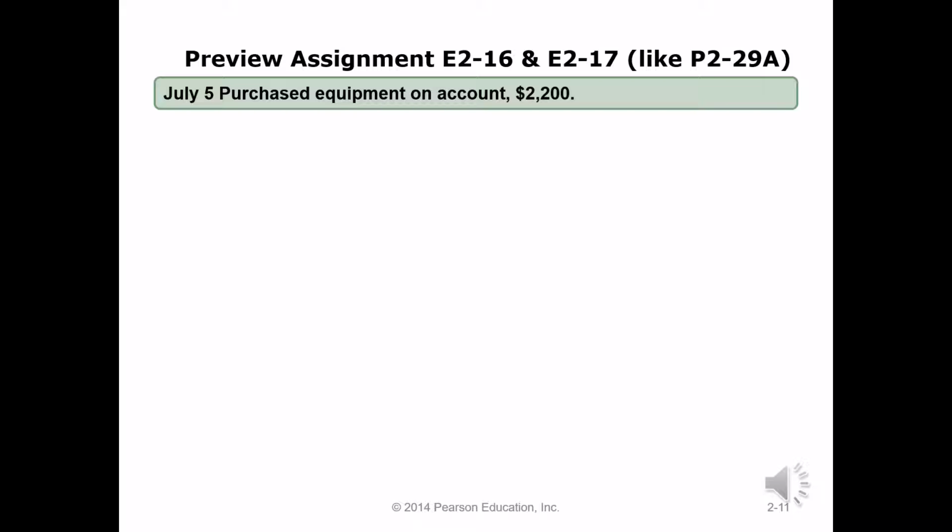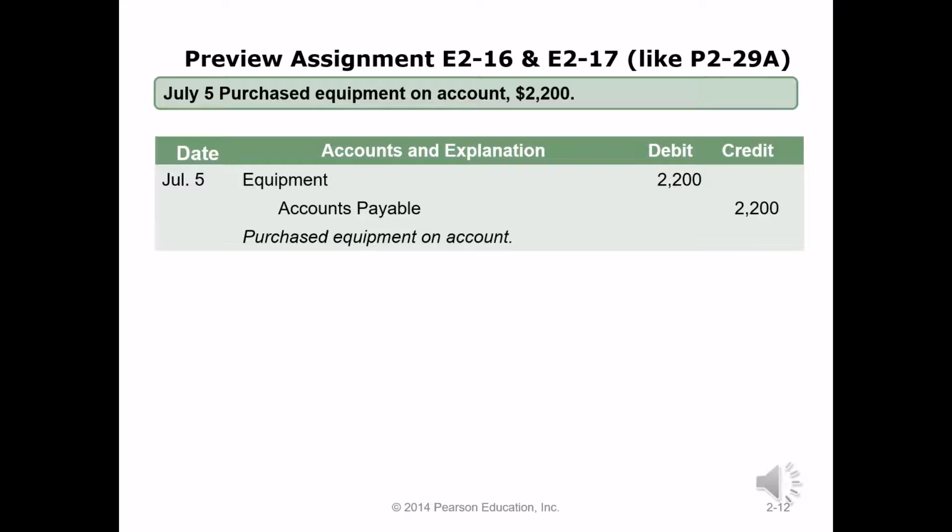The next transaction is on July 5 when we purchased equipment on account for $2,200. Pause the presentation and write your journal entry. The journal entry would be a debit to equipment for $2,200 and a credit to accounts payable because it is on account, not paid with cash, of $2,200.